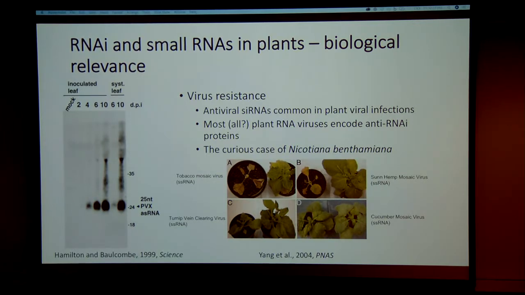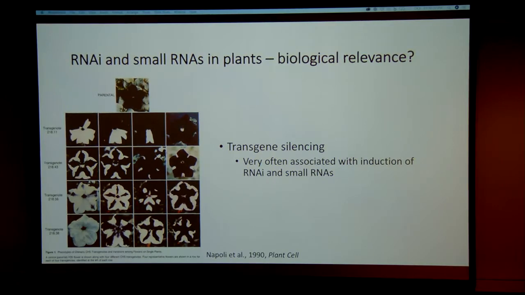Another venue in which the RNA interference system is particularly important is biotechnology, and in particular, the introduction of foreign genes into stable transgenic plants. One of the persistent problems in that process is transgene silencing.